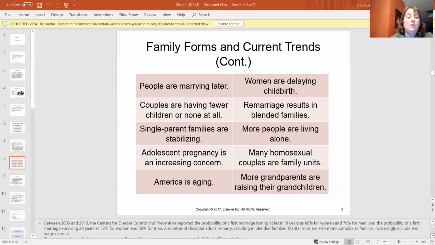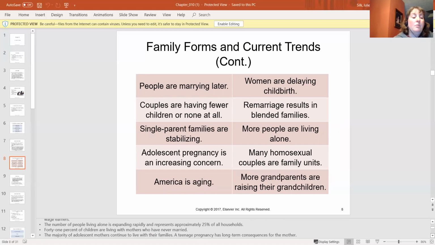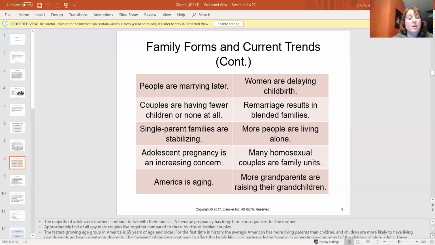A number of divorced adults remarry, resulting in blended families. Marital roles are also more complex as families increasingly include two wage earners. The number of people living alone is expanding rapidly and represents approximately 25% of all households. 41% of children are living with mothers who have never married. The majority of adolescent mothers continue to live with their families. A teenage pregnancy has long-term consequences for the mother. Approximately half of all gay male couples live together compared to 3/4 of lesbian couples.